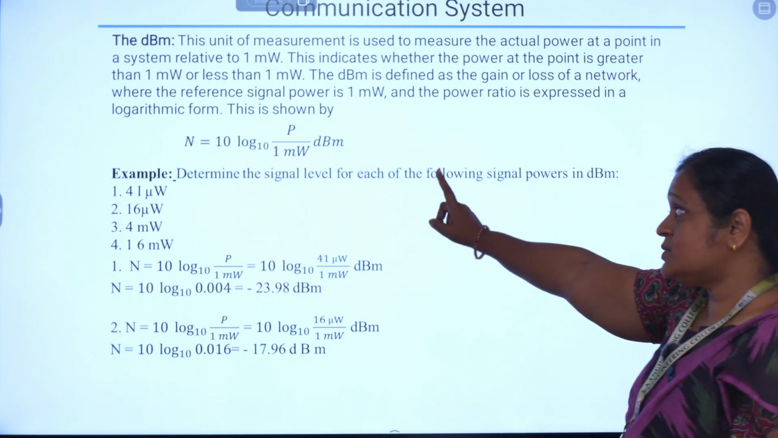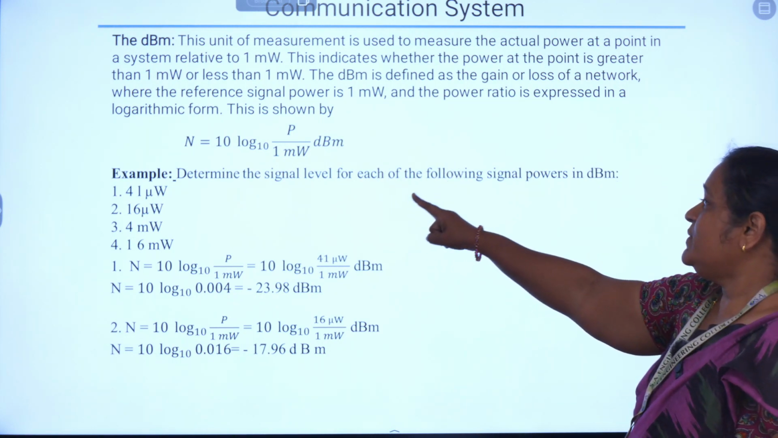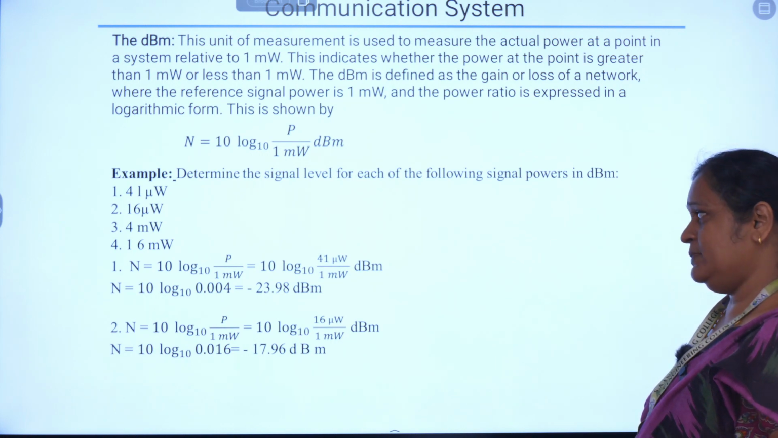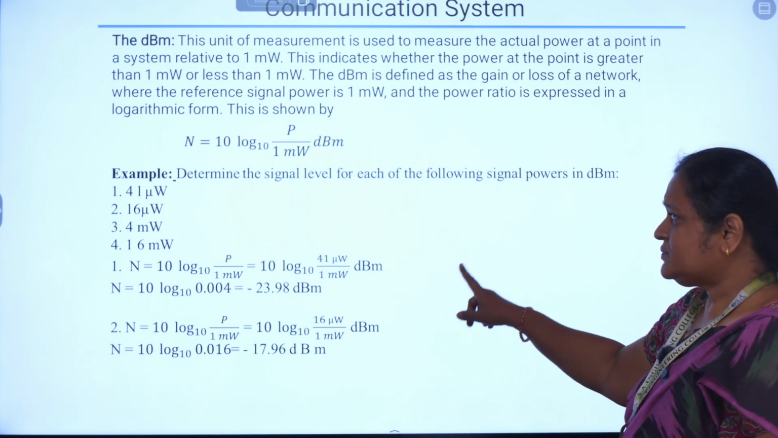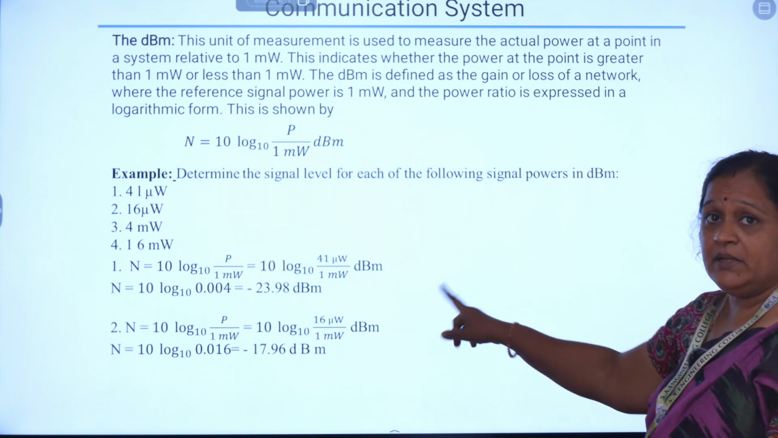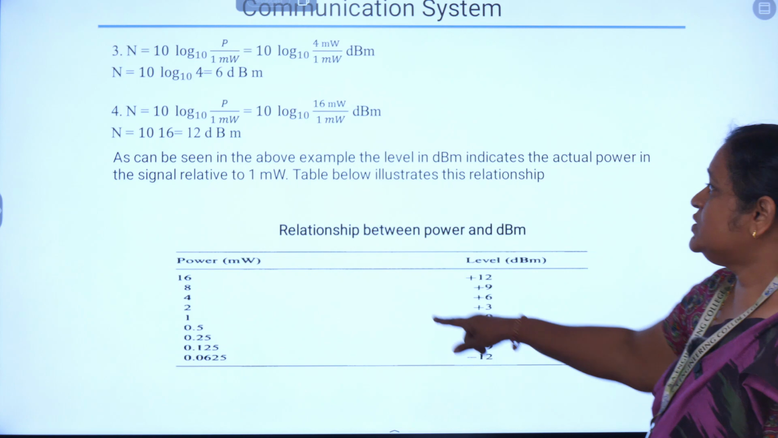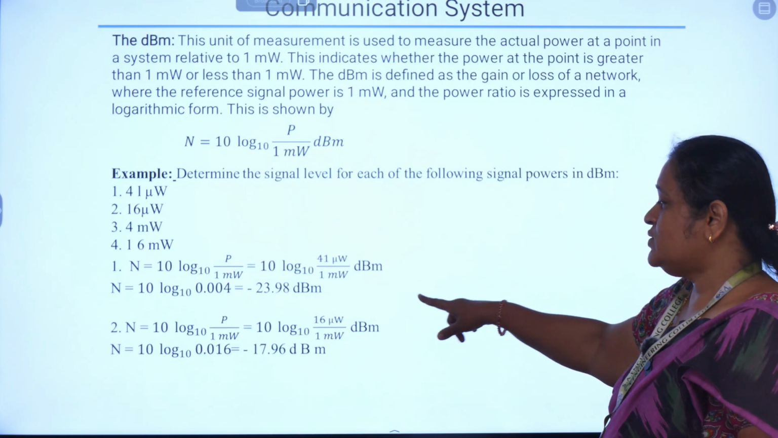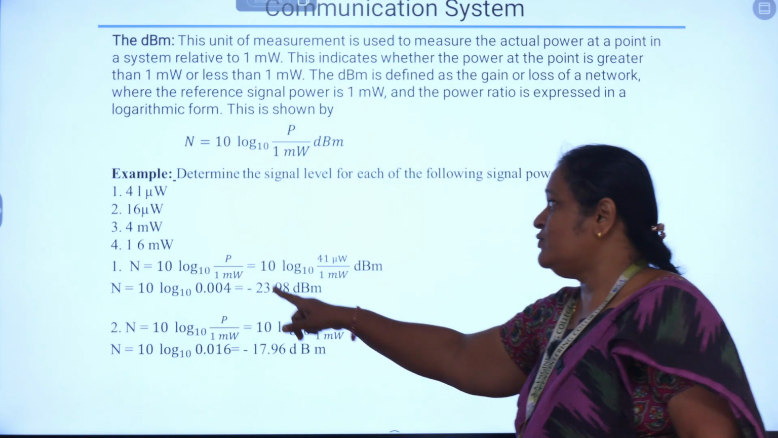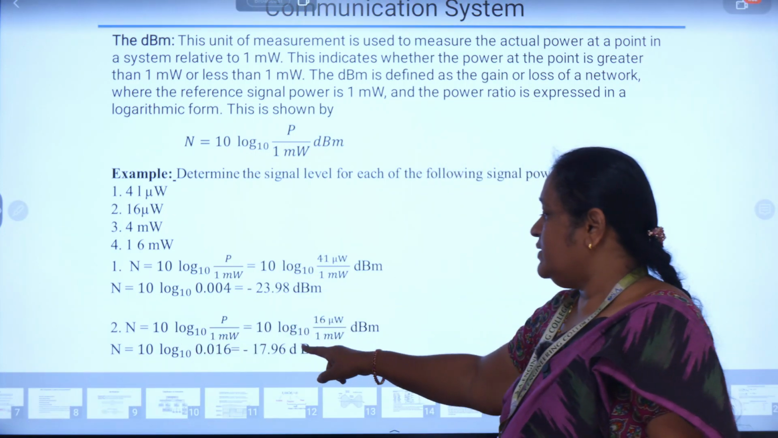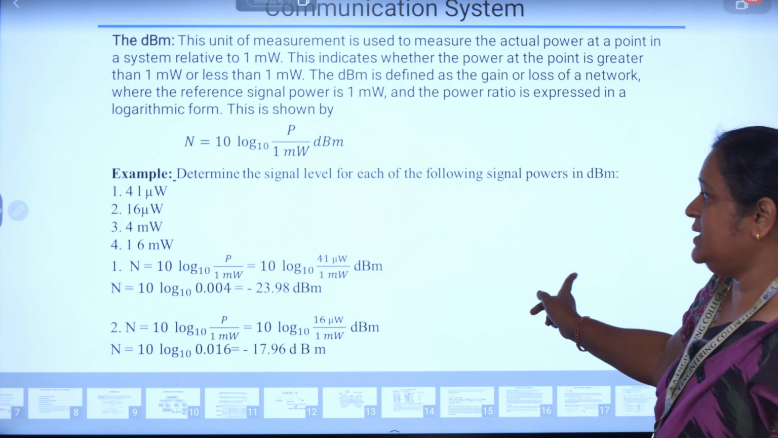This is one formula. Determine the signal level for each of the following signal powers in dBm. This is an example problem, and this is the continuation of this problem. So we substitute, suppose 16 microvolt, here, and we will get 17.96 dBm.